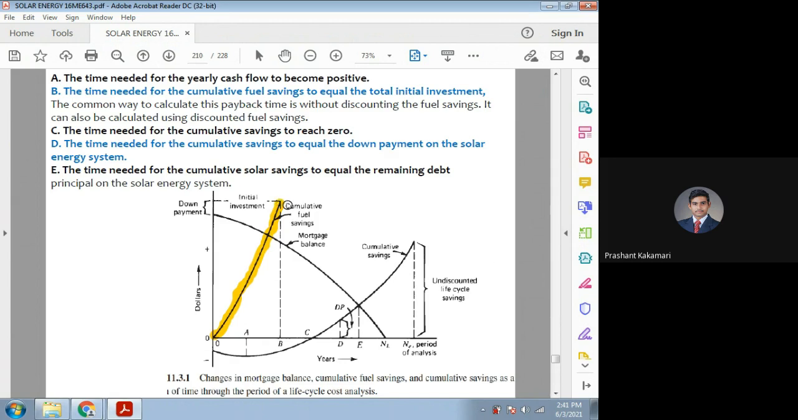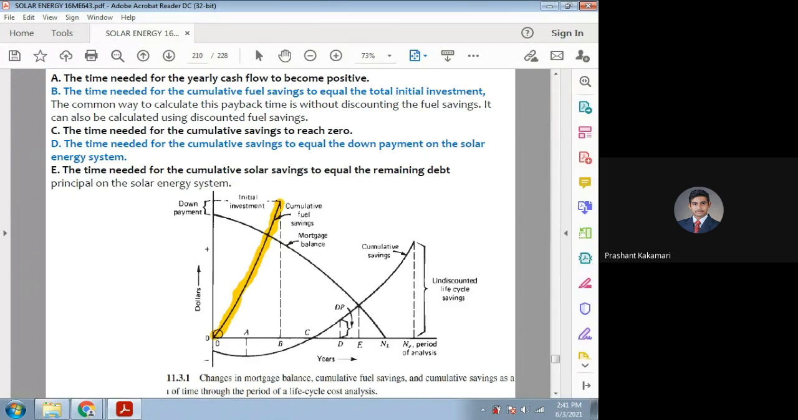At that point, a B line is drawn here on the x-axis over the time. Later we'll discuss what ABCDE indicates. I hope this curve is clear. Once you switch over to a solar system without any auxiliary conventional system, whatever savings on the fuel we have made, after summing up, we call it the cumulative fuel saving curve. That curve indicates the cumulative saving on the fuel.